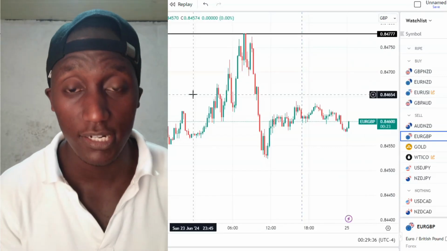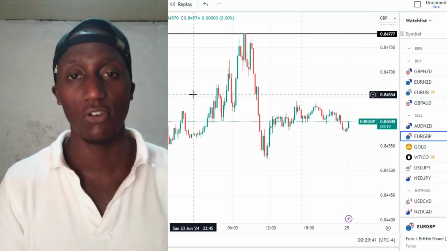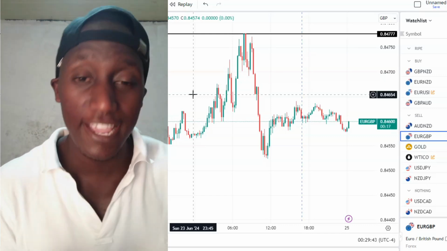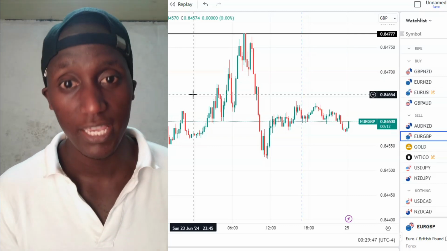And that is how right now I use the liquidity grab at the high or the low of the day to identify high quality setups that have a potential to give me a nice move.